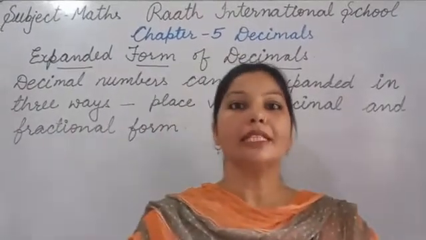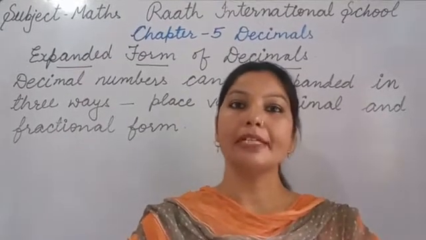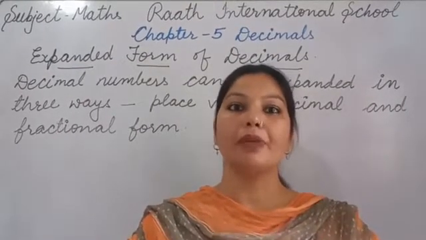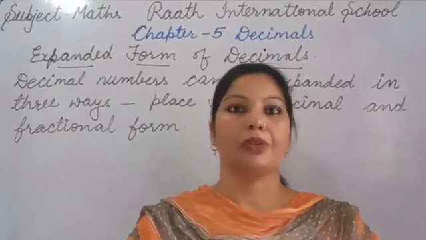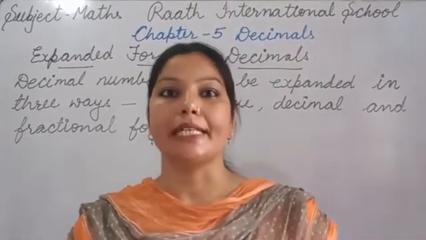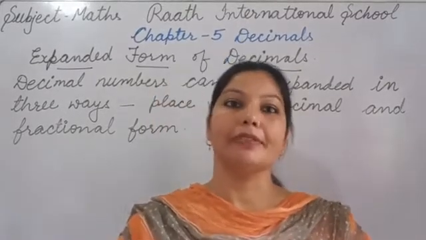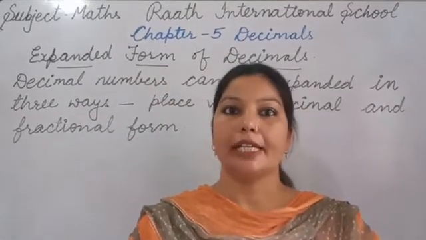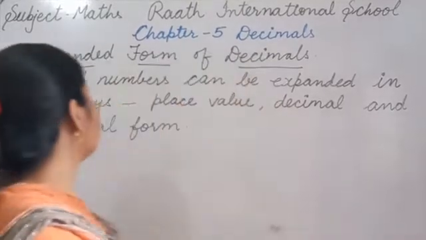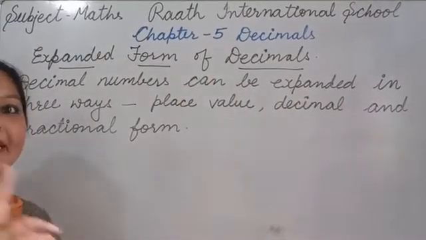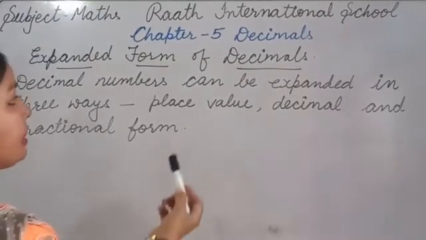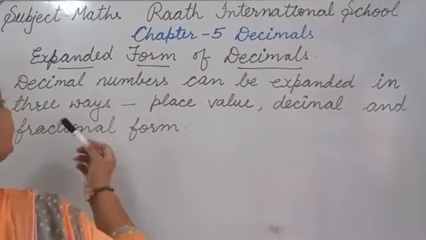So as you know, what is expanded form? Expanded form, sum of place values is called expanded form. Okay. So same one in decimal also. The sum of place values is called expanded form. So here is expanded form of decimals. So there are three methods. Okay. Decimal numbers can be expanded in three ways.